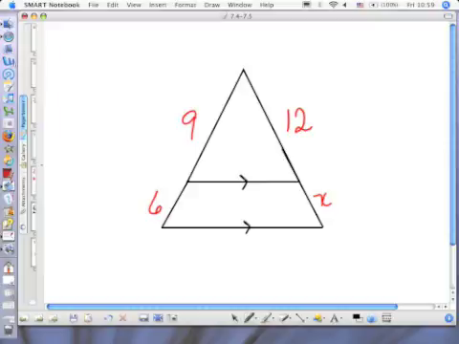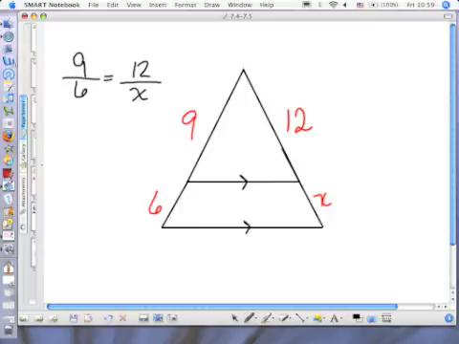Remember, unless it is indicated that those two segments are parallel, this does not apply. We have to know that they're parallel. Now, since we know they're parallel, if we're looking for the value of x, how would we set up a proportion to get that? 9 over 6 equals 12 over x. Can we do 6 over 9? Yes, you can say 6 over 9 as long as you set that equal to x over 12. Cool.